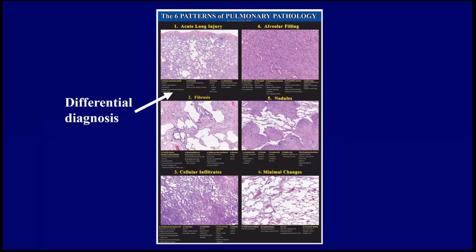You can put these into a pattern, and I have one, as you'll see here on my left, these 6 patterns of interstitial lung disease, of lung pathology in general. We have acute, we have nodules, we have airspace filling, we have fibrosis, we have cellular infiltrates, and we have biopsies with minimal changes. All of the disease that can occur in the lung are here in the differential diagnosis, a very helpful guide to the patient who gets biopsied for interstitial and diffuse parenchymal disease.